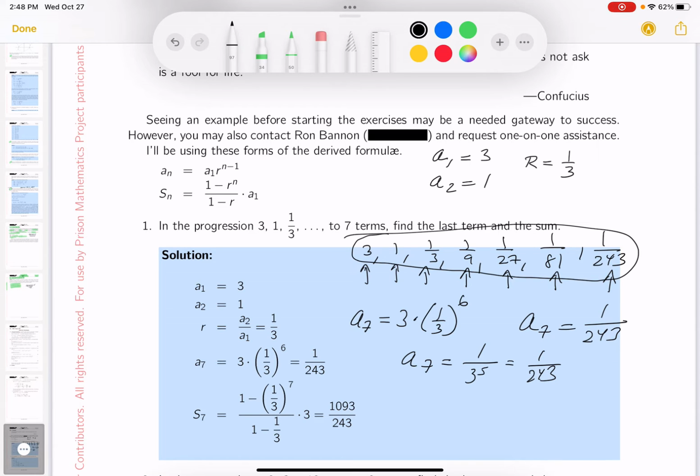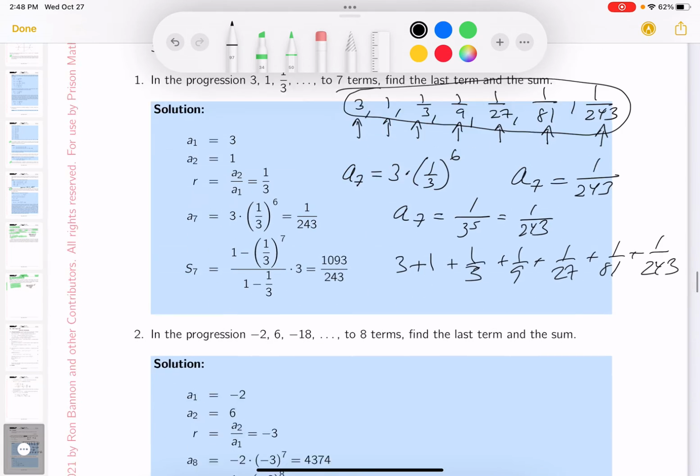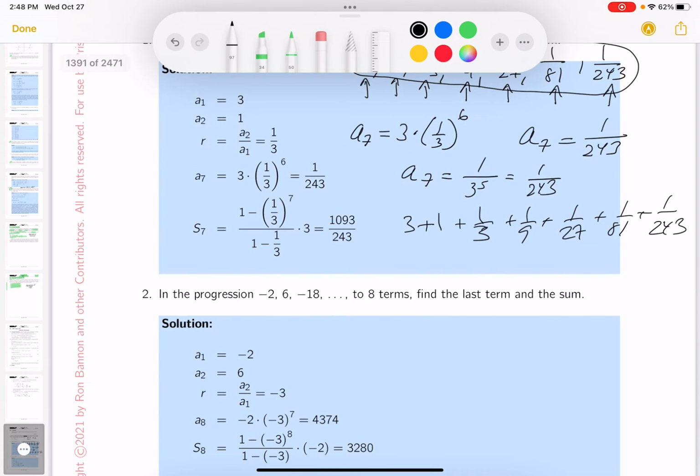Now, I'll be honest with you. You could add them together. And what would you do? 3 plus 1 plus 1/3. Whoops. Plus 1/9. Plus 1/27. Plus 1/81. Plus 1/243. I'm not opposed to it. All right? If you want to do that, you can. What's the common denominator? Well, that seems a lot of work for me. It's 243, and I've got to do all kinds of arithmetic, and I want to avoid that if I can. So let me just say, I don't want to do that, but you can do it if you want.